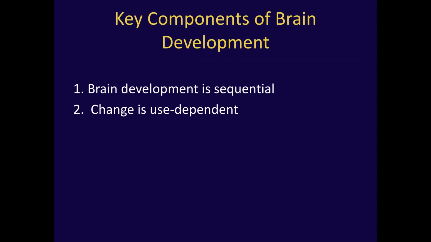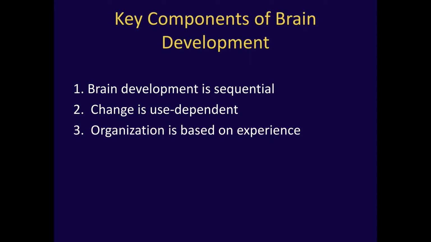Next, change in the brain is use dependent. So brains have the ability not only to grow, but to change. And scientists use the term plastic, since plastic is moldable. So essentially our brain is like plastic, it's moldable. Brain activity is activity dependent. We've discussed this in the last slide. Experience really changes the foundation of the brain. Organization is based on experience.